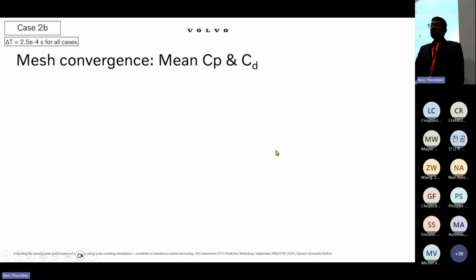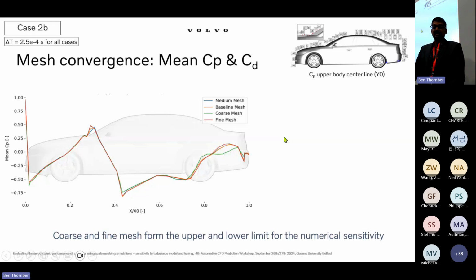If I look at the mean CP and CD, we see that the green line, which is the coarse mesh, does quite badly, and that could be because the mesh resolution is insufficient. We also see that the fine mesh is sticking out a bit there, which can slightly indicate that we are at the borderline of where we can use mesh refinement for those cases.